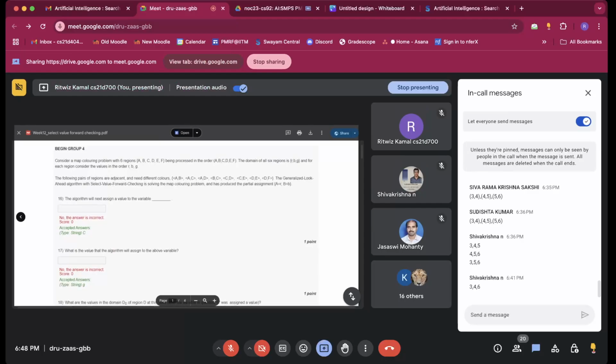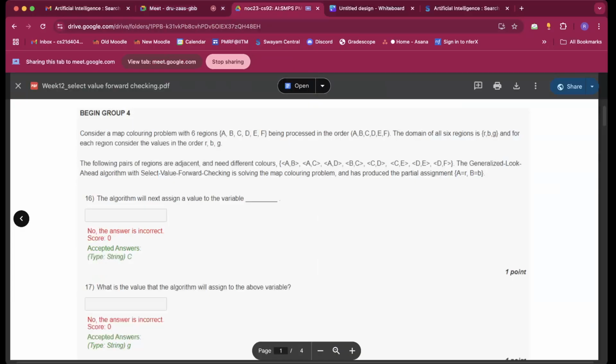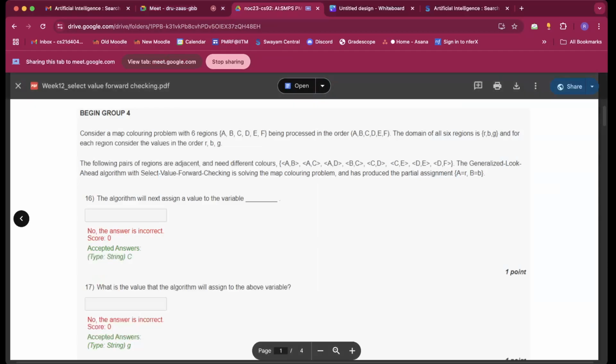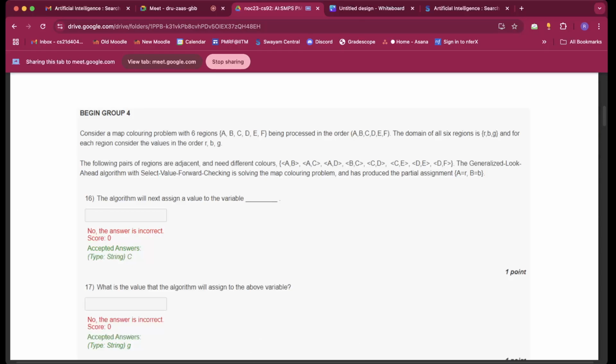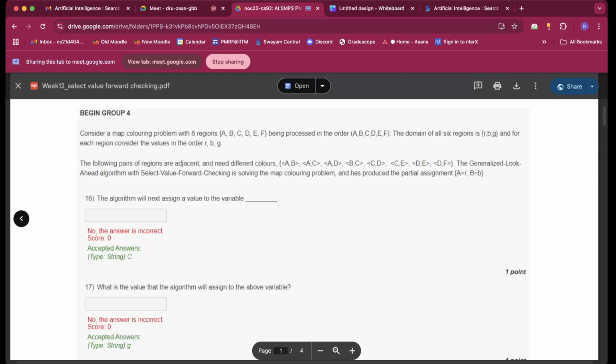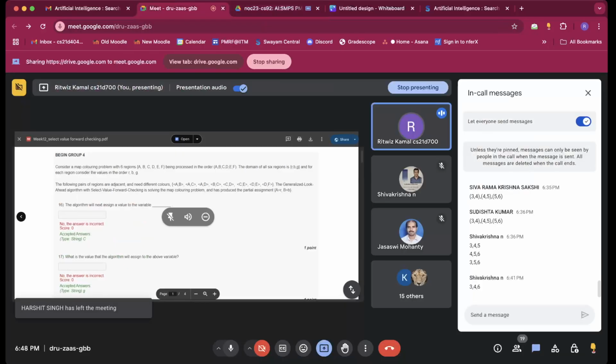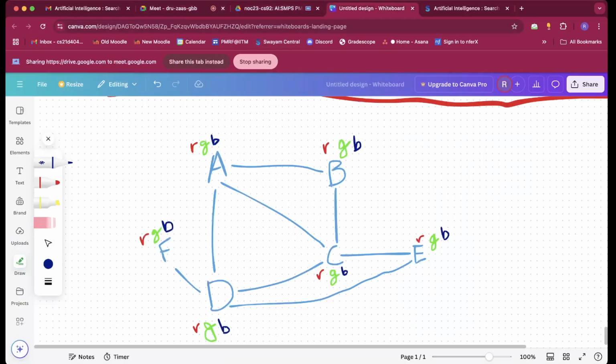Right, so one more piece of information that is given to us is the partial assignment. Assume that you are using the generalized look ahead algorithm with select value forward checking. This is the approach you have to use for the map coloring problem, and we have to assume that we are given the partial assignment that A is assigned the color red and B is assigned the color blue. This is one piece of information that I hadn't mentioned before, so let's keep that in mind.